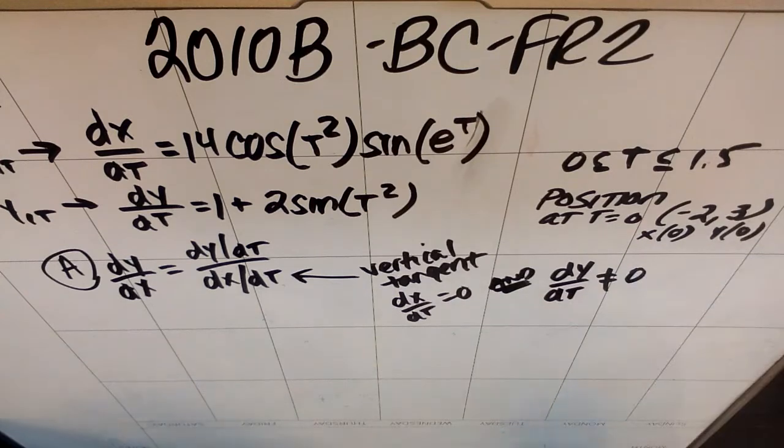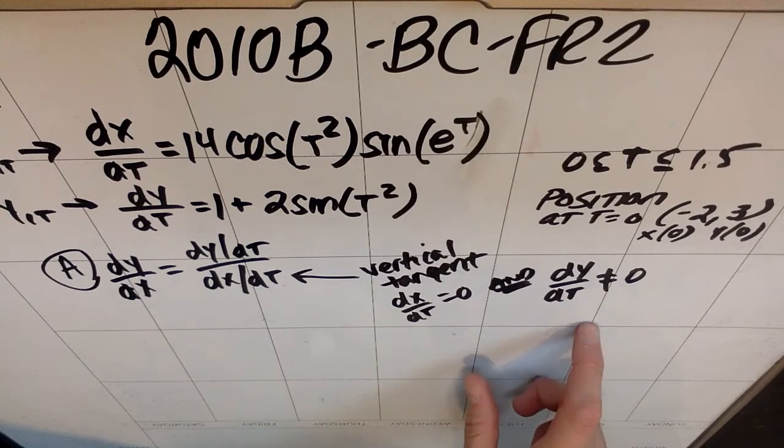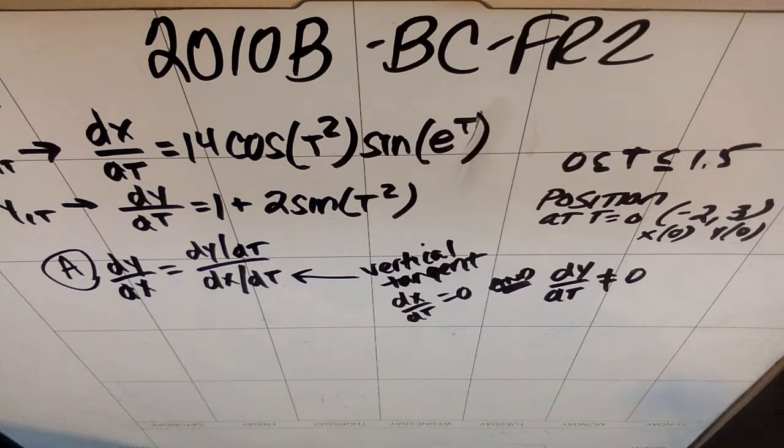because 0 over 0 would be an indeterminate form. It would not be an undefined slope. 0 over 0 would be an issue that we'd have to do more math to resolve. So the important piece of information here is we're looking for values that are 0 for dx/dt, but not 0 for dy/dt, right? So I need to find the values for which dx/dt is 0, but dy/dt is not 0.